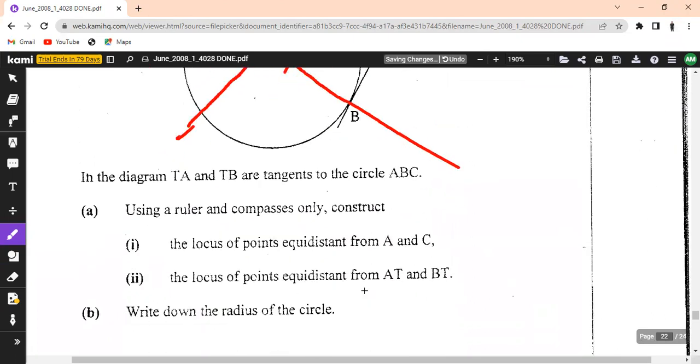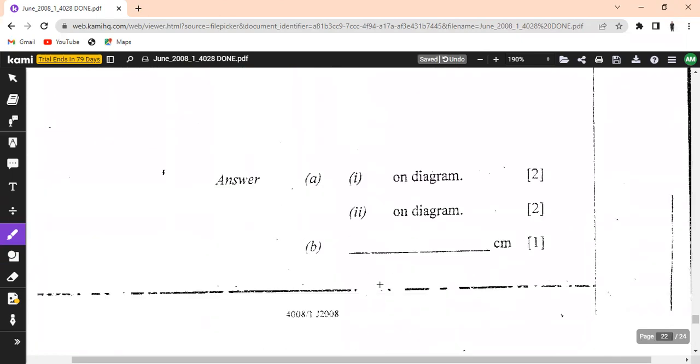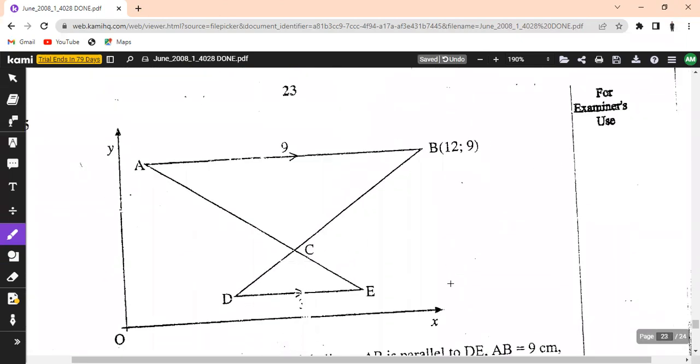Okay, so that one, can you do it? Can you do it? Finish and see what you're going to obtain. All right, so this is 3 here.